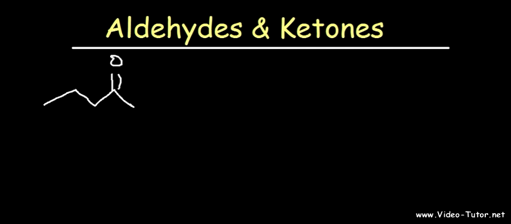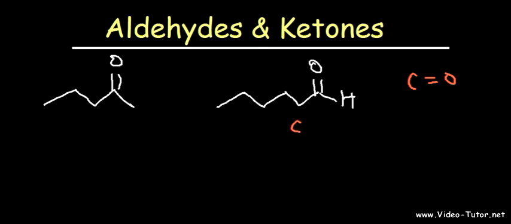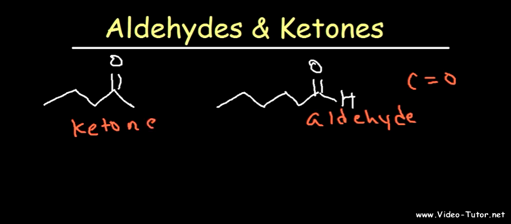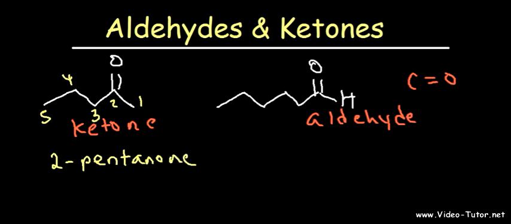So here we have a ketone, and this is an aldehyde. Both compounds have a carbonyl group, which is a C double bond O group. The aldehyde is always at the end, and the ketone is usually somewhere in the middle. So this is the ketone. To name it, you want to count the carbon atoms in the parent chain. So this is 1, 2, 3, 4, 5. So instead of saying pentane, which represents 5 carbons, it's pentanone, but specifically 2-pentanone, because the ketone's on carbon 2.